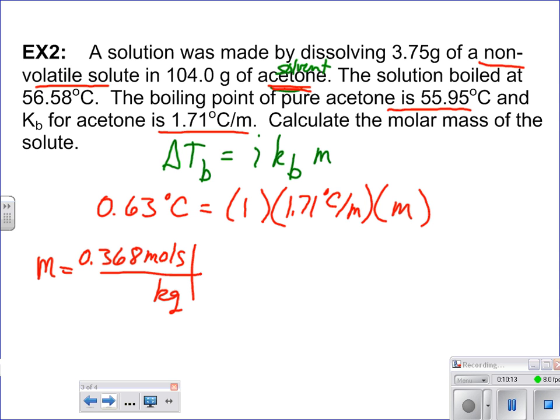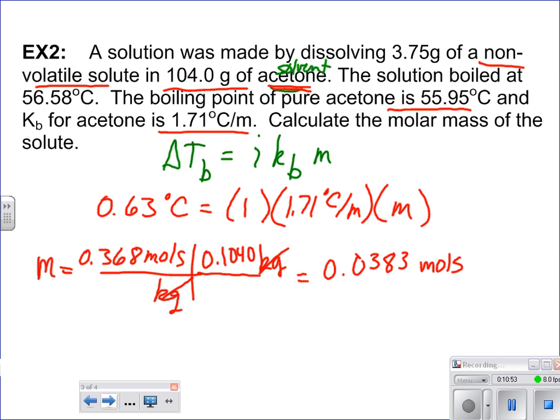I don't really care about the kilograms. That has to do with my solvent. So we want to get rid of the kilograms. So we need to multiply by what number? Okay, good. 0.1040 kilograms that I found right up here because that was for my solvent. So now I get rid of my kilograms and all I have is moles of my solute. So the answer here is 0.0383 moles.